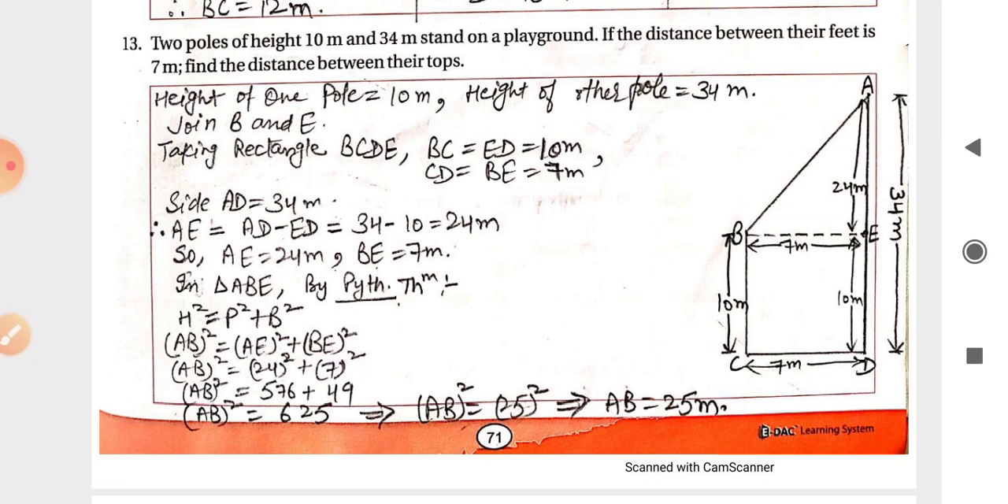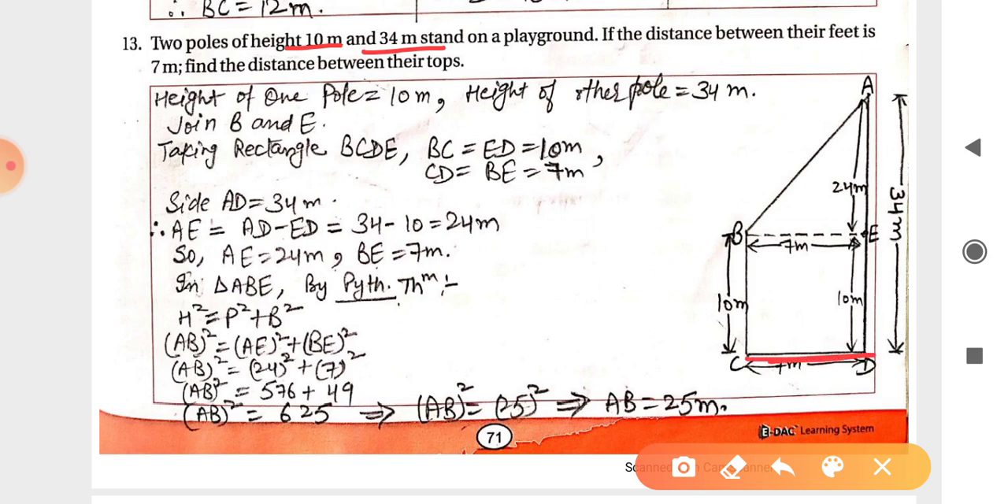Then the next example is: two poles of height 10 meter and 34 meter stand on a playground. This is the playground, and there are two poles of height 10 meter and 34 meter. This is the 10 meter pole and this is the 34 meter pole. If the distance between their feet is 7 meter, we will write 7. Then find the distance between their tops. This is the top of one pole and this is the top of the second pole.